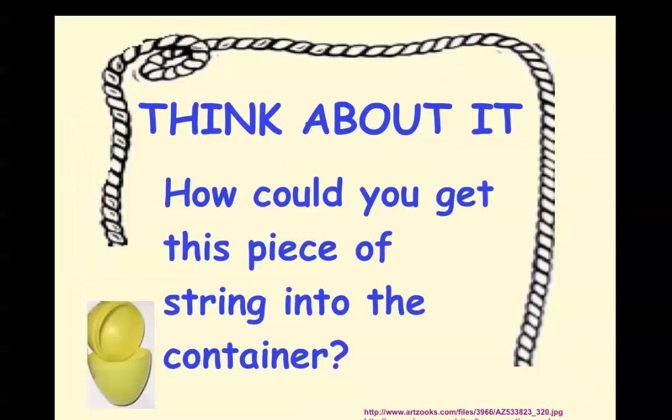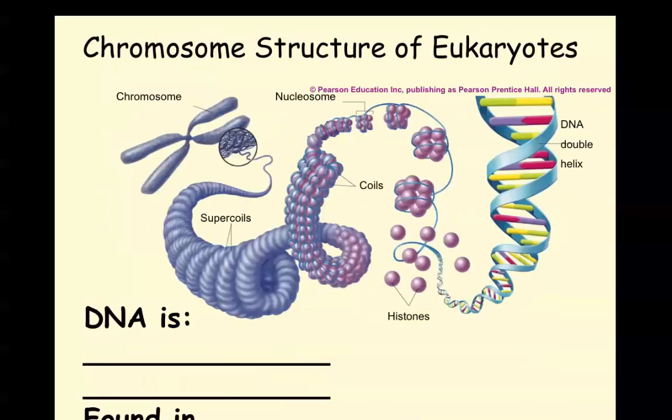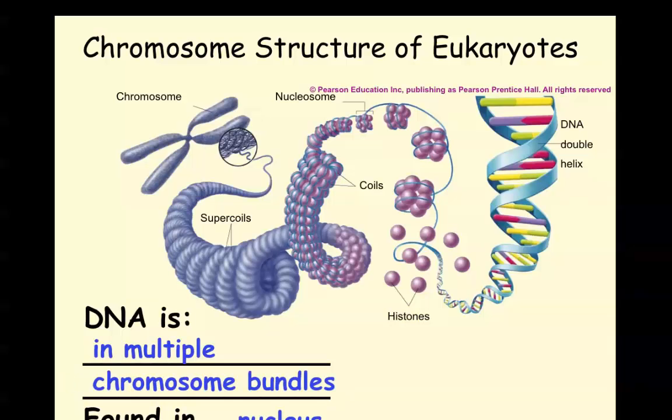So think about it. If you could just take a piece of string, how would you fit it into that little egg container? You'd have to crumble it up and wrinkle it up so that it would all fit. So that's basically what happens to DNA. DNA is in multiple chromosome bundles, and it's found in the nucleus. So we wrap it up really tightly in our chromosomes so that it can be divided later.